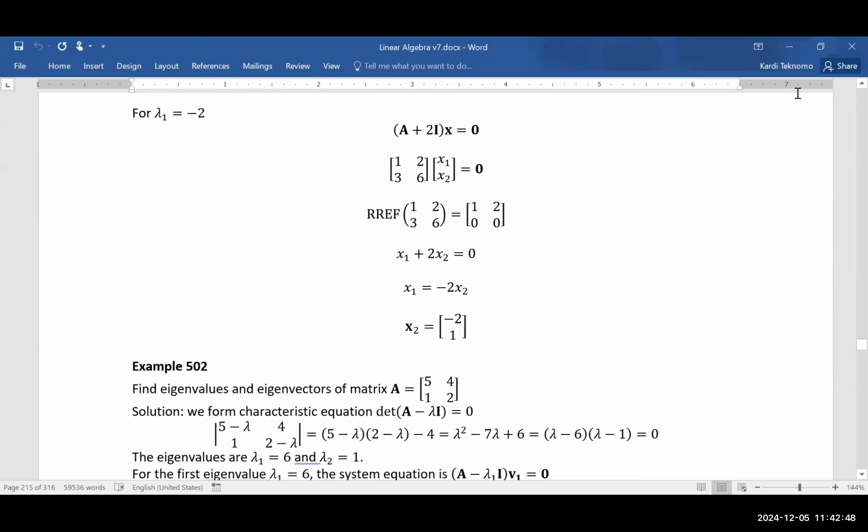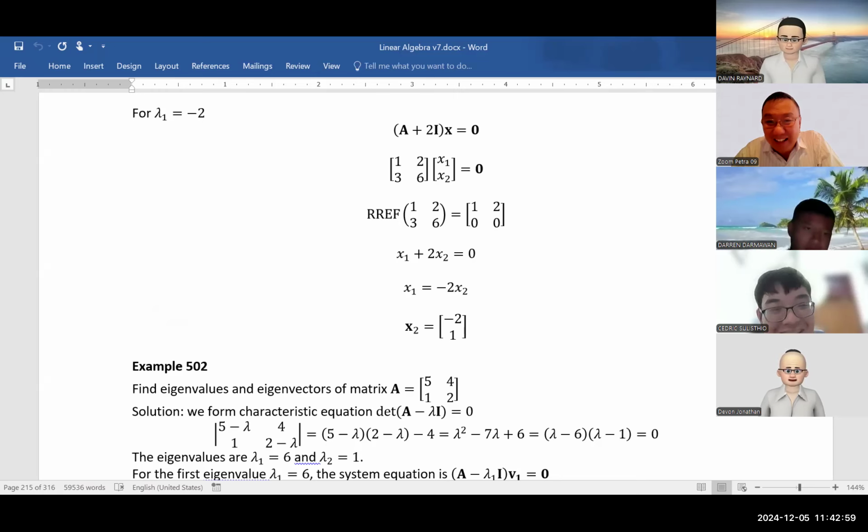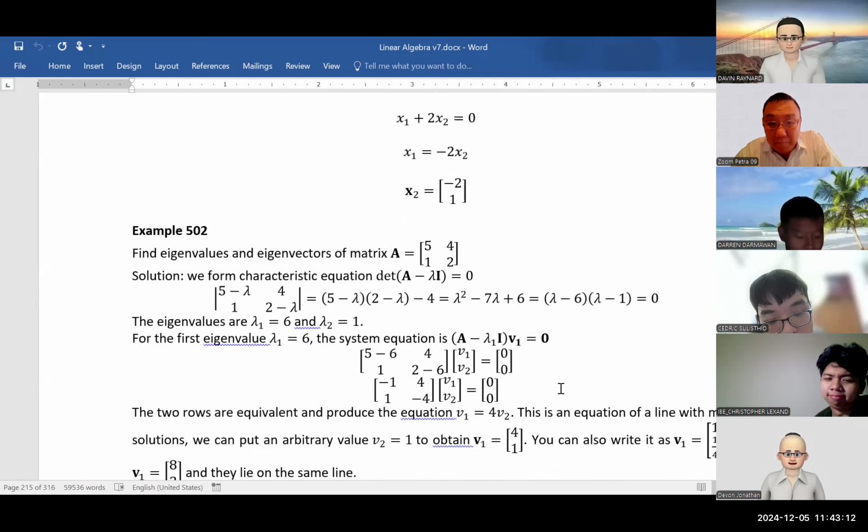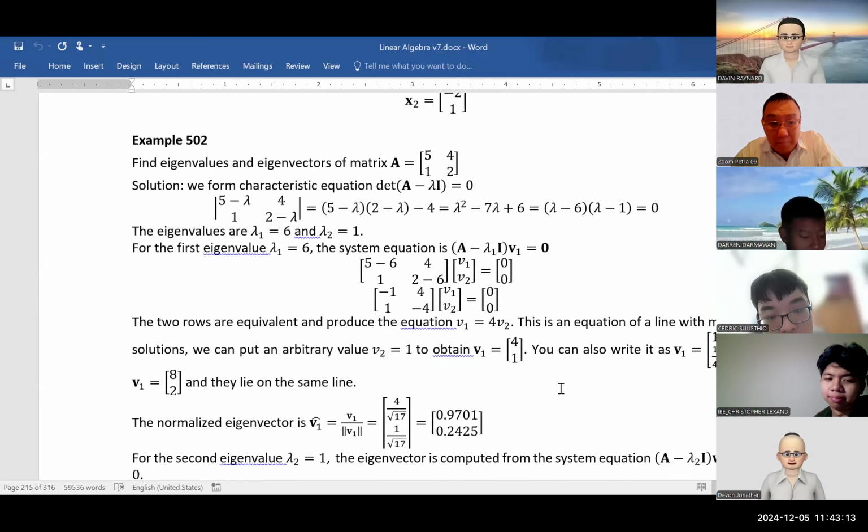Up to here, is there any question or not? This is just another example. Taran, is it clear or are you sleepy? Clear or not clear? You want to practice? Do you want to practice or not?